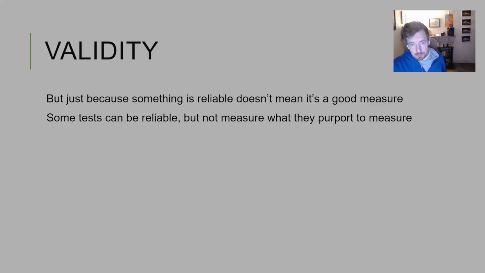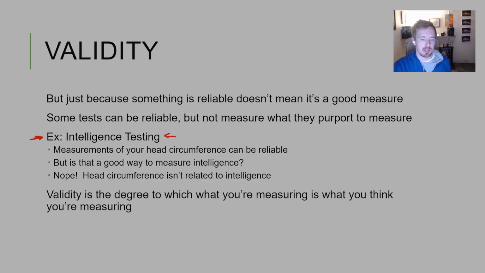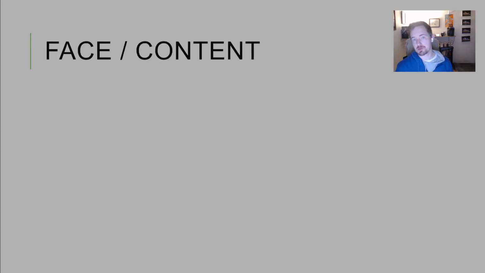So some tests can be reliable, but they may not always measure what they think they're measuring. You're going to see this a lot when we talk about intelligence testing. Intelligence testing is notoriously like this, where just because it's consistent doesn't actually mean that it's measuring intelligence like it purports to measure. So you can think of it, and again, this is kind of a shorthand way of thinking about it: reliability is consistency in your measurements. Validity is accuracy in your measurements. But really, validity is the degree to which the things that you are measuring actually are what you are measuring. And there are three main types that we're going to talk about here.